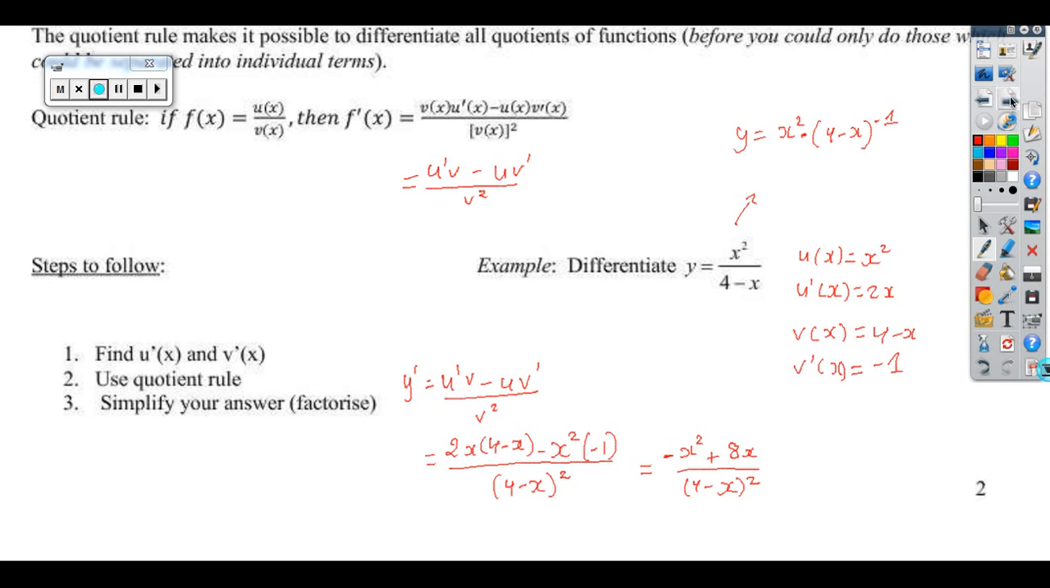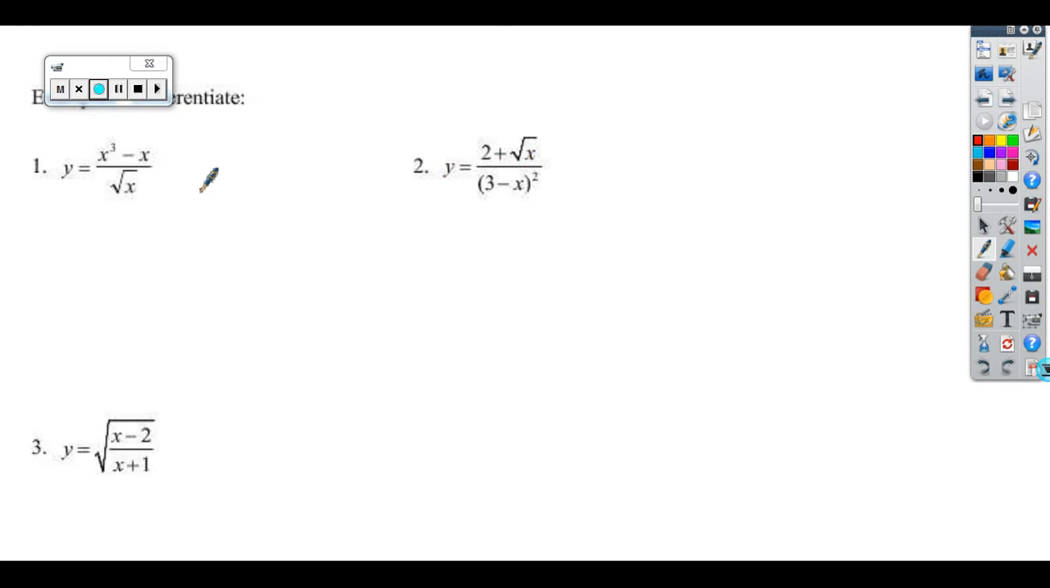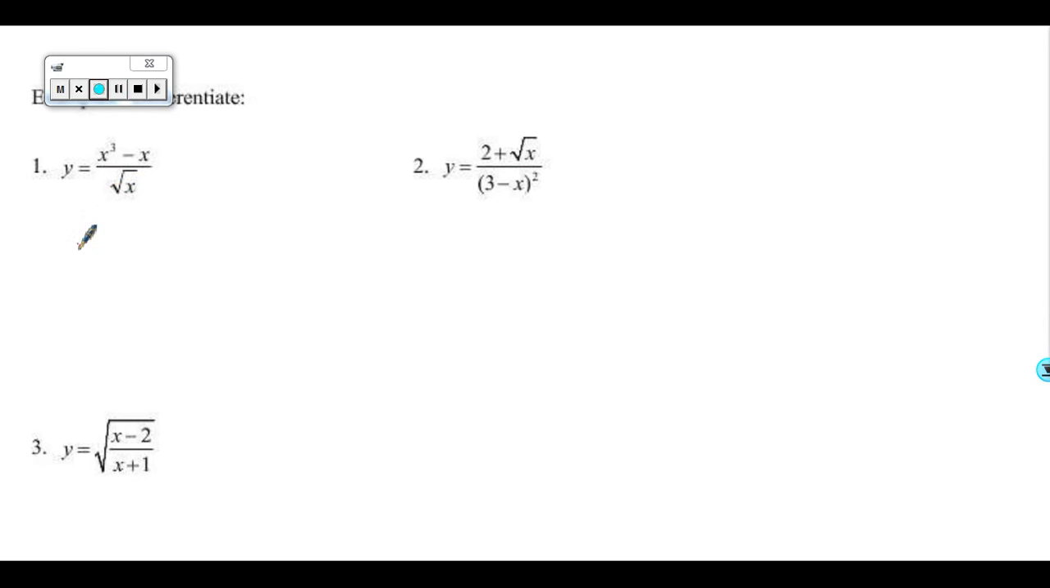Okay, let's go to the next page and let me take you through some of these exercises here. The first one, do you see it looks like a quotient? It looks like u over v. But if I were to use the quotient rule on this, I will get something really complicated. Okay, it's going to be much more difficult than simply identifying that I can actually simplify here.